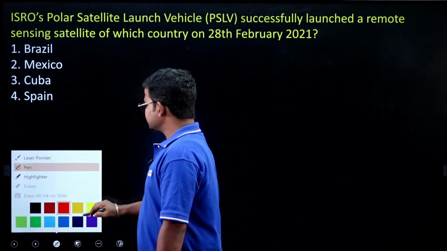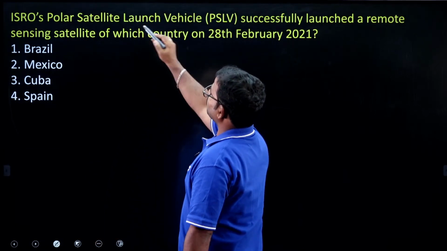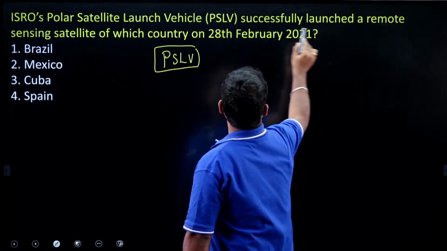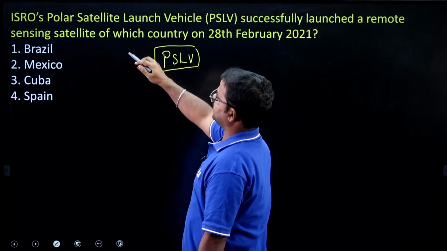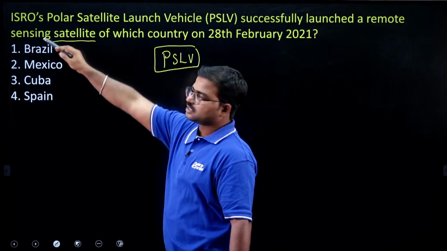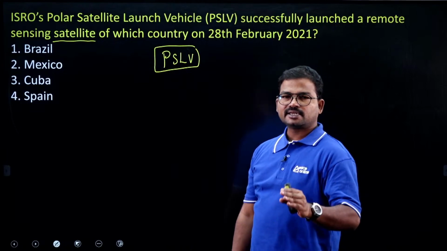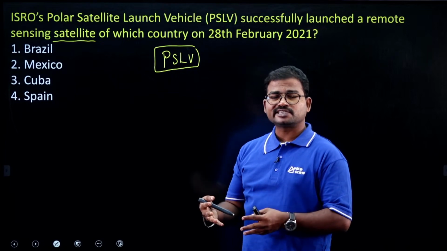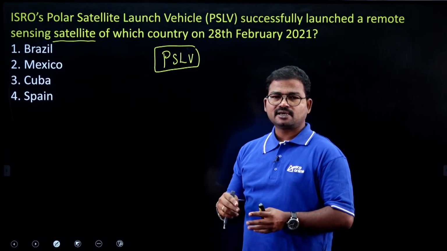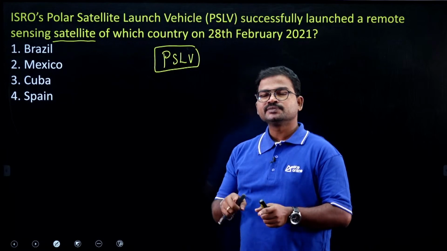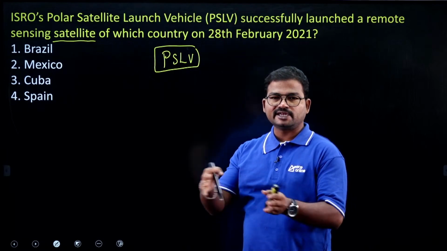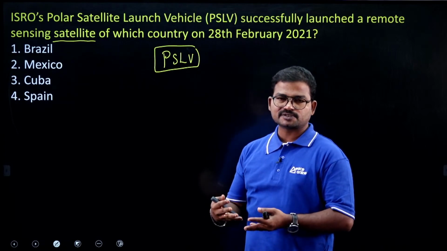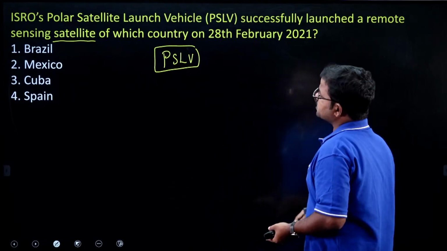So what did they mention? ISRO Polar Satellite is nothing but PSLV, which successfully launched a remote sensing satellite. The advantage of a remote sensing satellite is that it can be used to analyze the surface area, how much moisture exists on the earth's crust, the amount of greenery, and minerals. Mostly we use remote sensing satellites for this purpose.